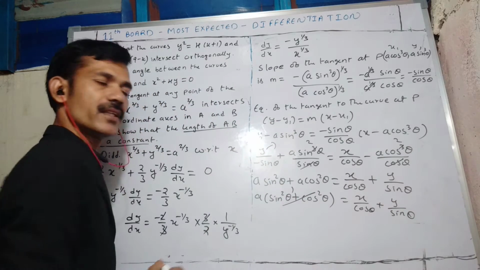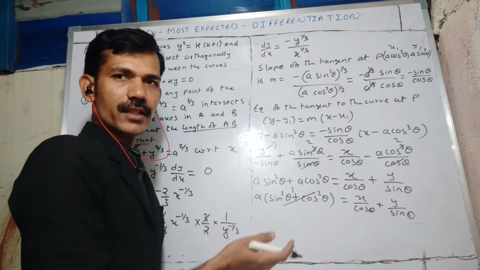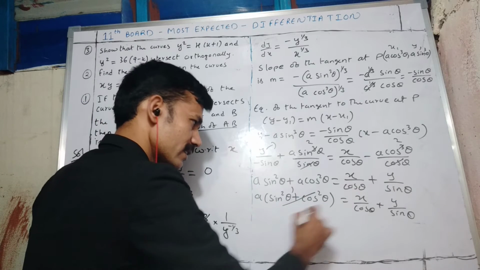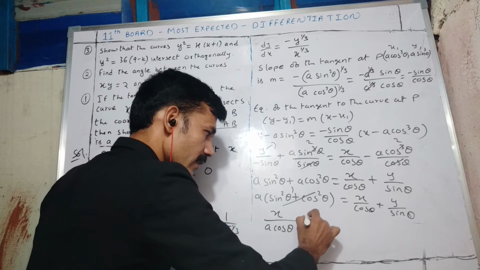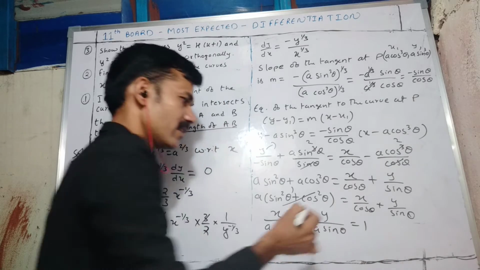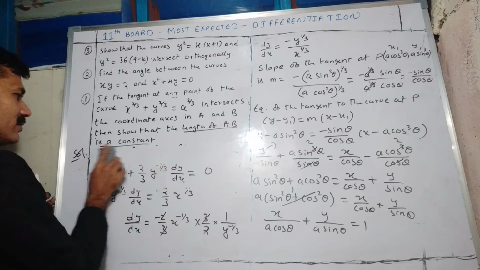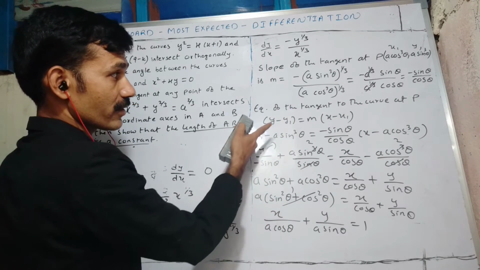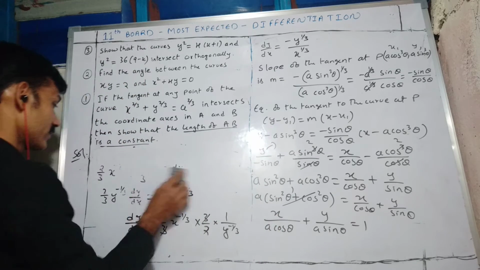Here we can use the trigonometric identity, its value is 1, and to express in intercept form we divide by a. This side 1 will be there, and that side we are going to get x/(a cos theta) + y/(a sin theta) = 1. Now we have the intercept form. Up to here 1 mark; for finding the equation of the tangent and writing it in intercept form you will get 3 marks.